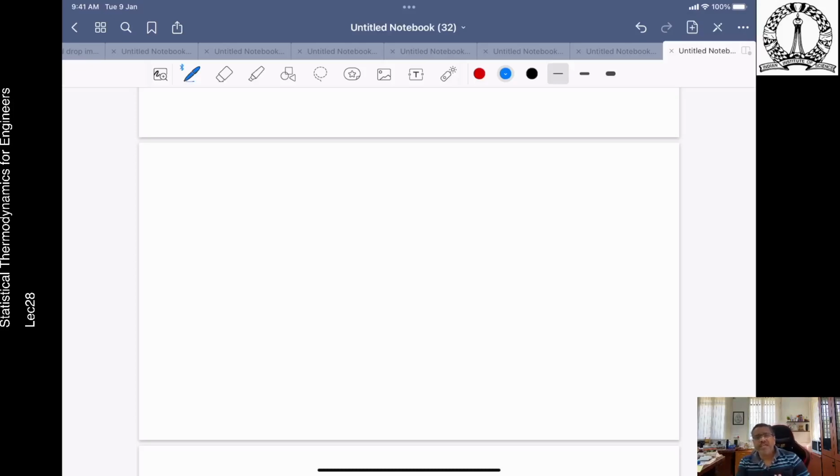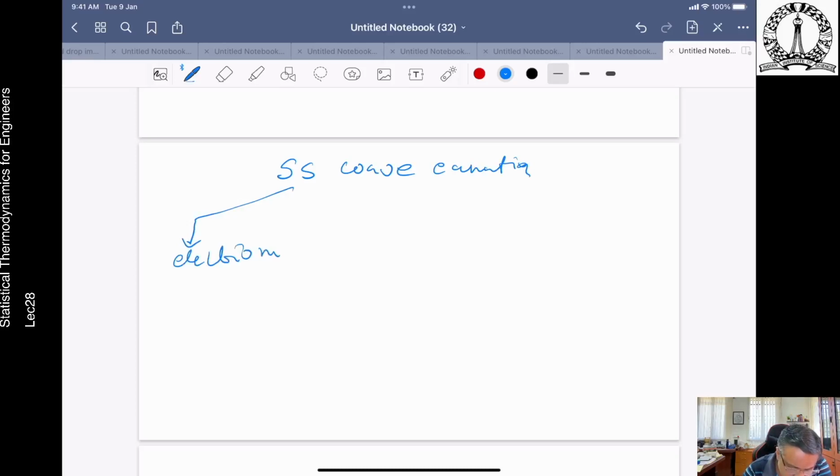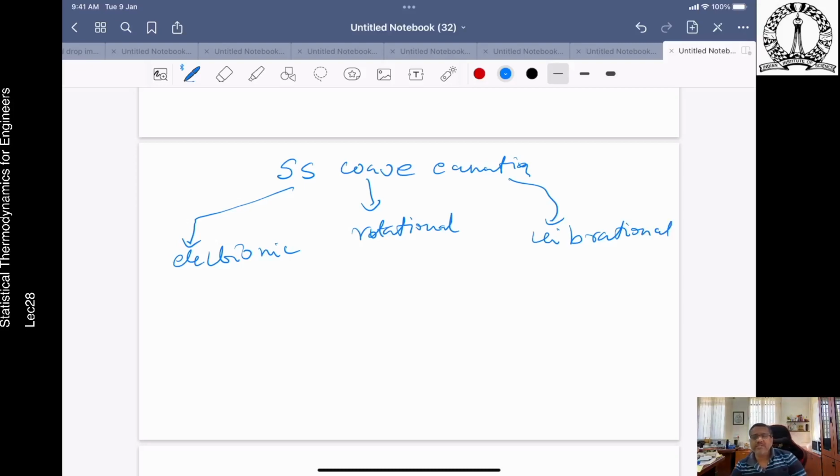So typically, Schrodinger's wave equation gave us what? Electronic, vibrational, and rotational. So the Schrodinger wave equation gave us a few things. One is electronic, which we just described in detail. One is rotational. One is vibrational. These are the different modes that we got, and these are the different energy levels that we saw.